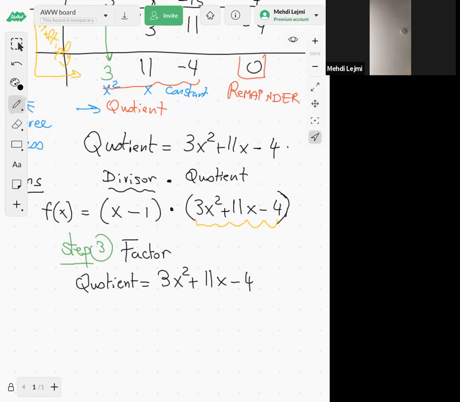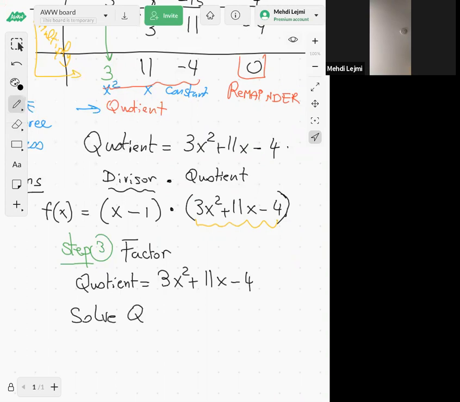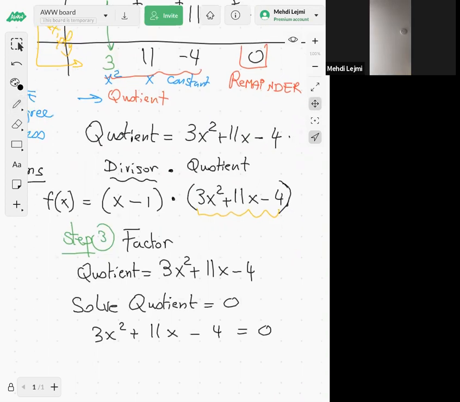Okay. So how do you factor? Well, this is a quadratic function, right? And you want to factor a quadratic function. I mean, there are different ways actually to factor quadratic functions. But I would say the easiest way would be to just solve f of x equal to 0. So here we can just solve the quotient equal to 0. All right. So that's 3x squared plus 11x minus 4 equal to 0. It's a quadratic equation, so we can use the quadratic formula.